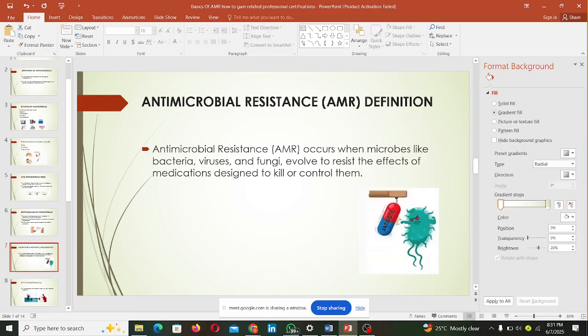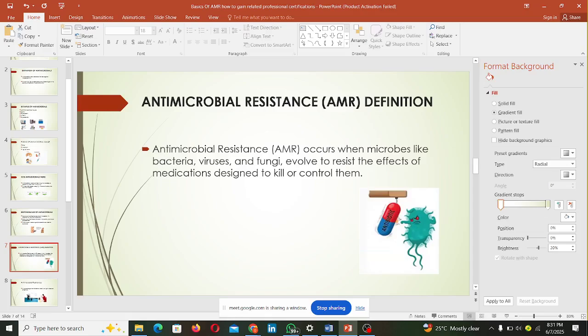Antimicrobial resistance occurs when microbes, and what do we call microbes? We call them microbes like bacteria, like viruses, like fungi, and these microbes are what cause sicknesses. Okay, just explaining in layman's language for any individual to easily understand. They are the ones that cause sickness.